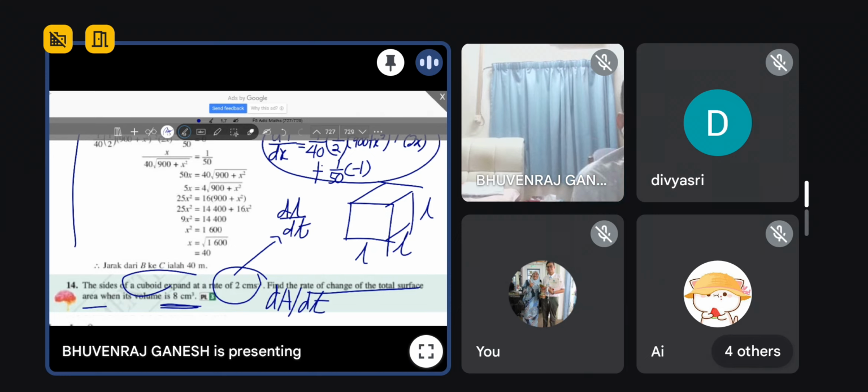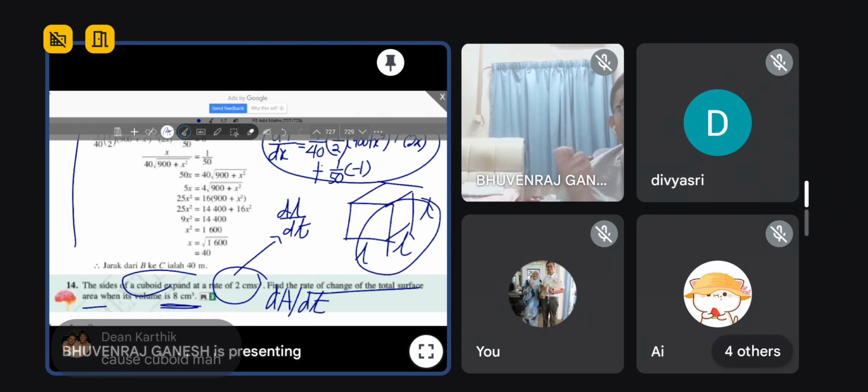Okay, so now we need to find an equation for our volume. For a cuboid, what will be the equation? Can you all tell me? Equation for volume of cuboid. We can assume that all the sides are the same. You can assume it as equal. So basically you will get L cube.